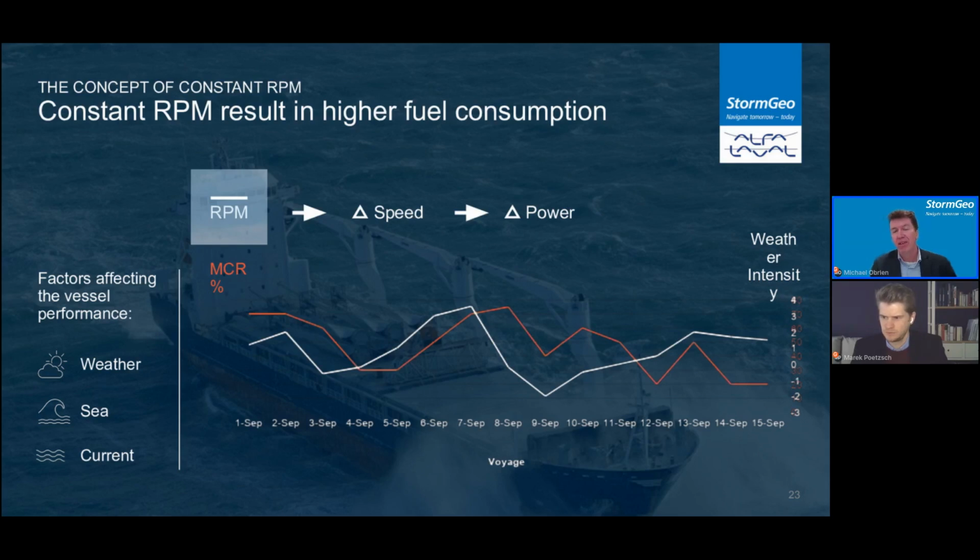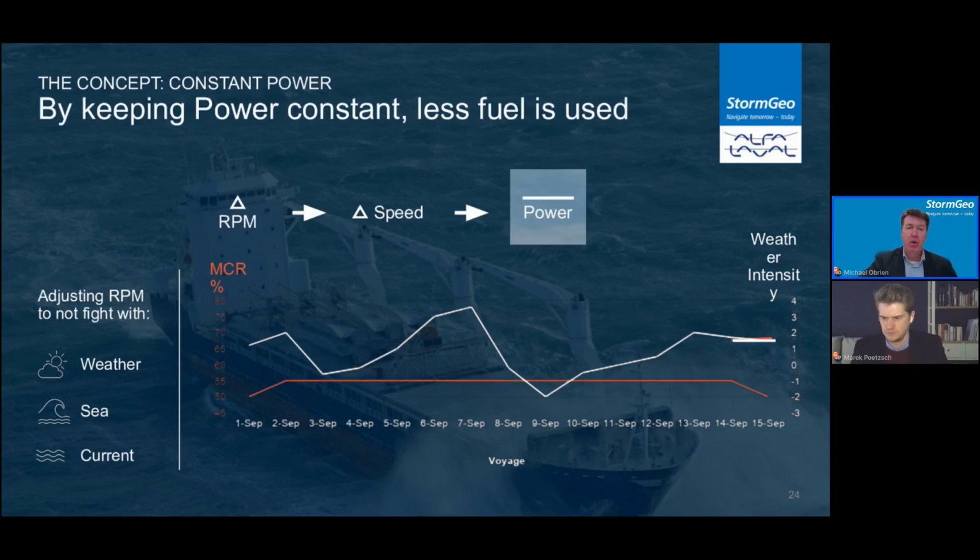And overall, that's a less than optimal way to operate the vessel. What we try and do is support the vessel in terms of constant power. In this case, as the weather is increasing and decreasing in intensity, the MCR percentage is remaining roughly the same, and the RPMs are changing over time. So as I encounter more hull resistance, my RPMs come down. I'm not altering my power application for the most part.